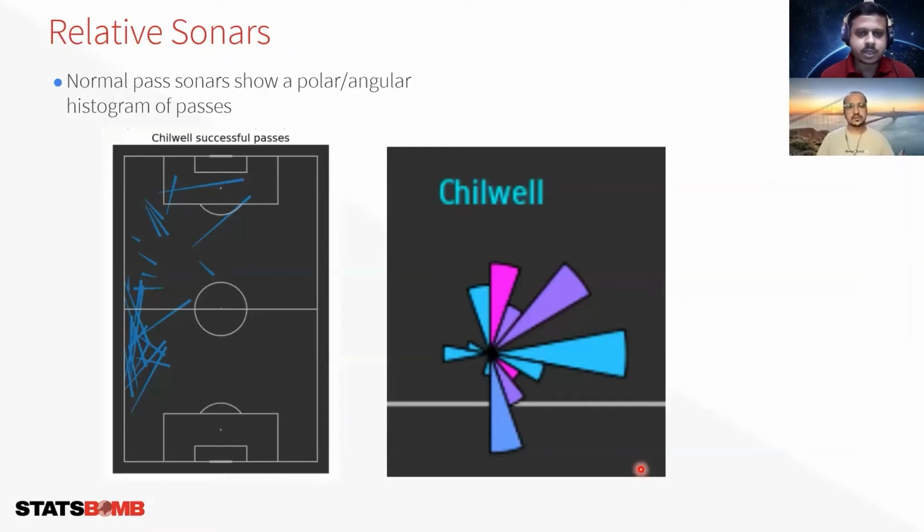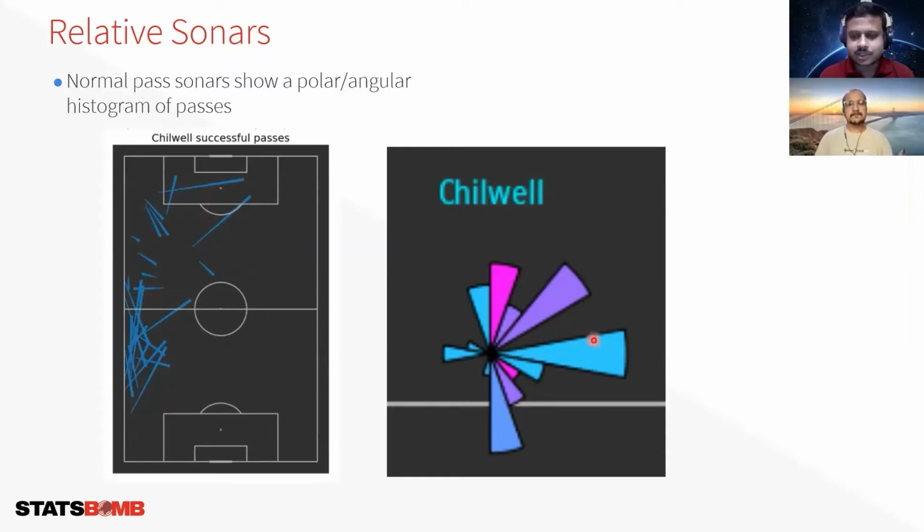Having described this setup, we'll talk about our first quantification, which is relative sonars. Before that, I just want to briefly mention what a normal passing sonar looks like. Normal passing sonars are polar or angular histograms of passes. Take this example here. We have Ben Chilwell running down the left flank and passing either to the midfield or to the forwards or to the center backs. We have quite a few of these front passes and then quite a few of these back diagonal passes. And then the longest passes are the sideways passes.